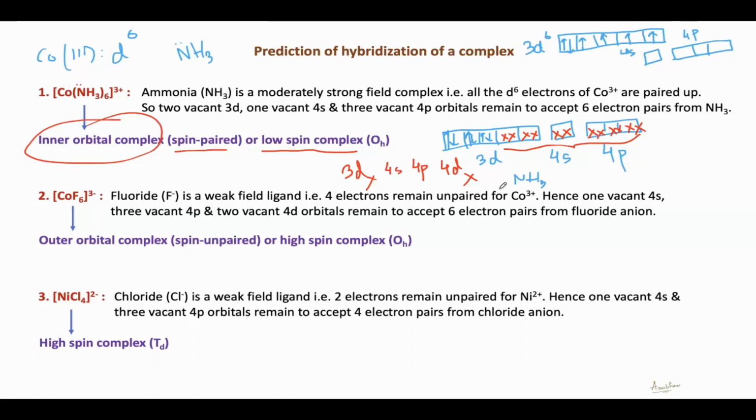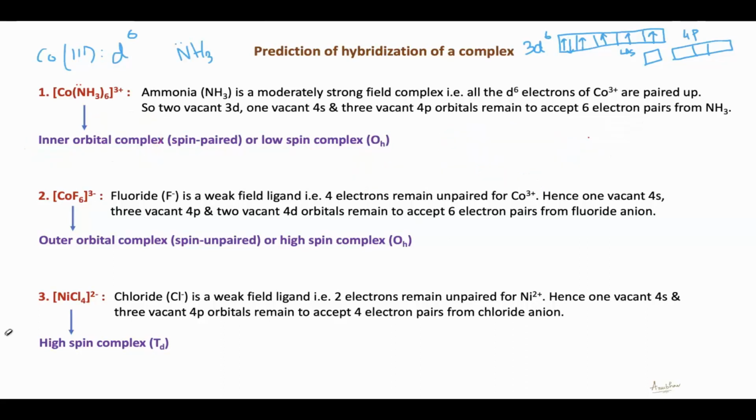Now we will move on to a different kind of complex, which is CoF6 3 minus. So we shall talk about this different complex, CoF6 3 minus. The main thing is it also contains this cobalt 3 plus ion, because F minus is an anionic ligand, and we have 6 F minus ligands, and the net charge of the complex is -3. So if the cobalt oxidation state is X, then X minus 6 will be -3.